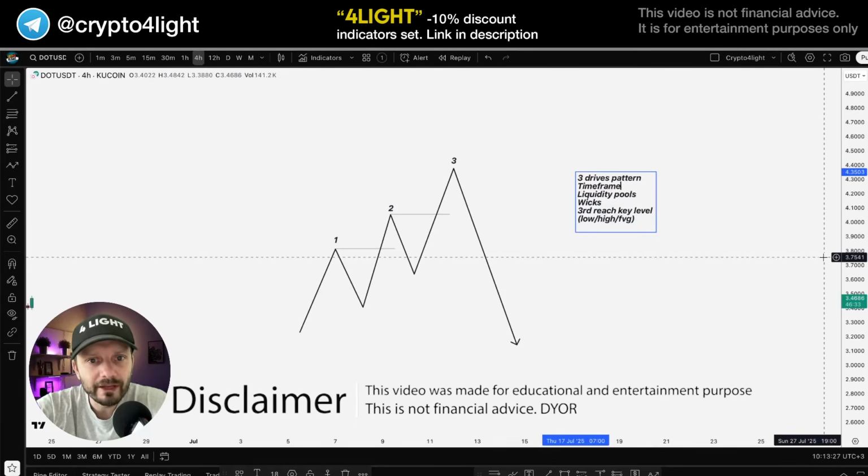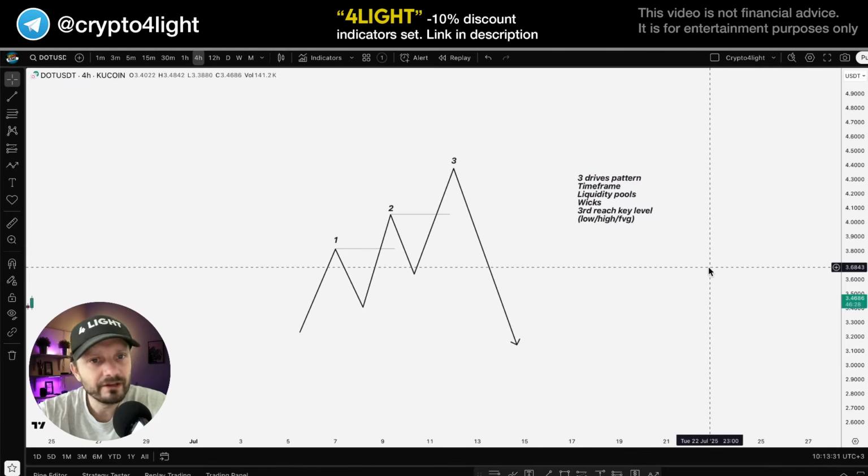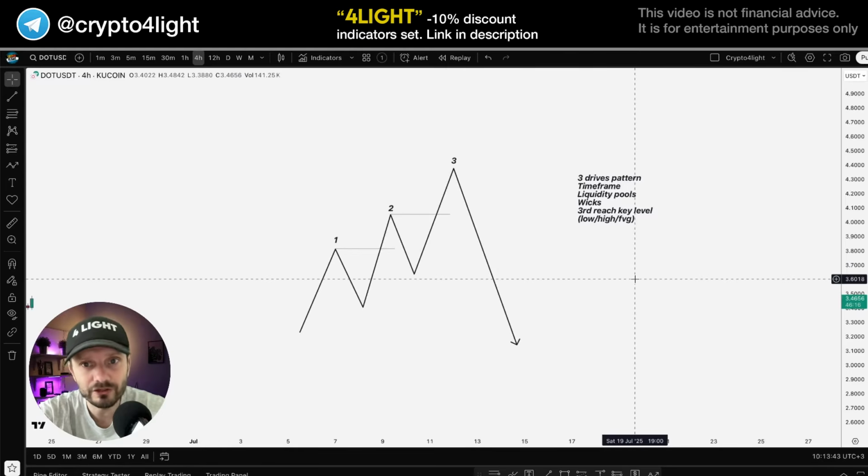Today we'd like to talk about the three drives pattern. Let's dive in. Guys, in many videos, I always talk about how we form the three drives pattern. It can be bullish or bearish. And today I want to show you how it looks in theory and show you two examples, the bearish one and the bullish one, on different time frames.